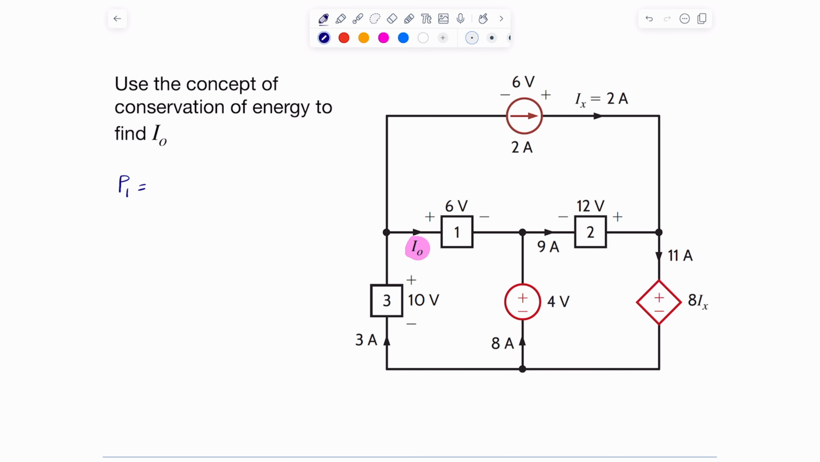And of course, passive sign convention applies. Passive sign convention tells me that there's a current in here, and it's hitting the positive terminal first. Because it's hitting the positive terminal first, I have to put positive in here. So it's 6 I of 0.